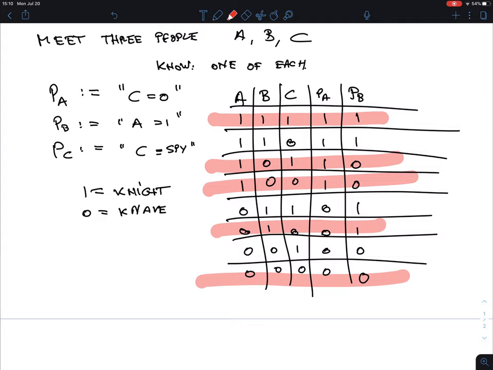This says PB says A is 1. No, it's not the case, so ruled out.